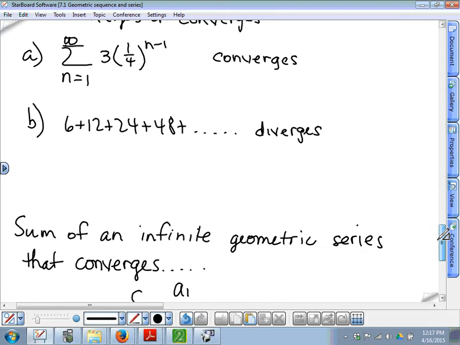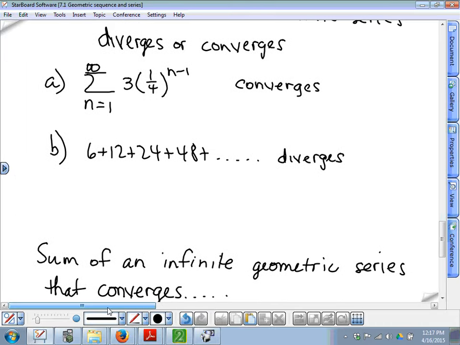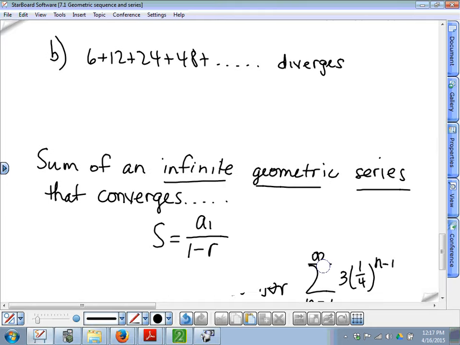Now, all you have to learn is the formula. You don't have to think theoretically about what all of these sums are going to be. There is a formula for the sum of an infinite geometric series, if it converges. Here's the formula. This is the formula for an infinite geometric series. A sub 1, that's the first term.